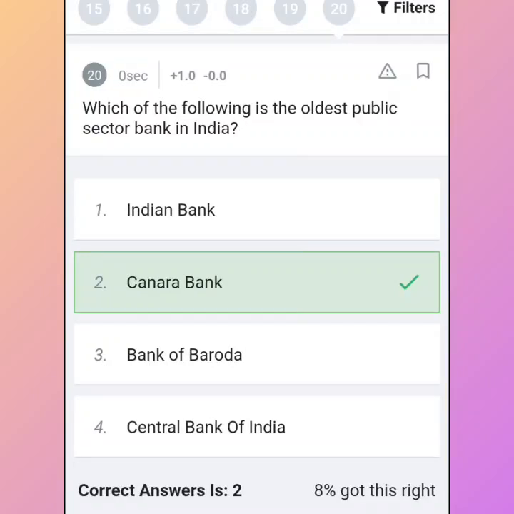Which of the following is the oldest public sector bank in India? Canara Bank.